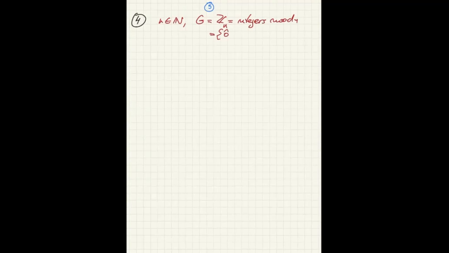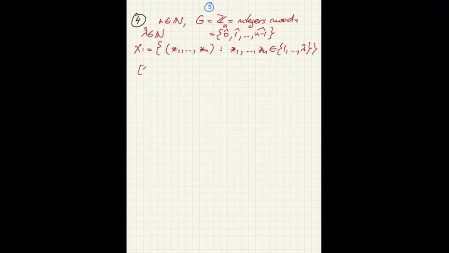And again, let's write them with 0, 1 hat, all the way to n minus 1 hat. And here, the set X is defined as all n-tuples (x1, ..., xn), where x1, ..., xn come from a set with 1, 2, ..., lambda colors. So lambda is also a natural number. Okay. And we define the action similarly.